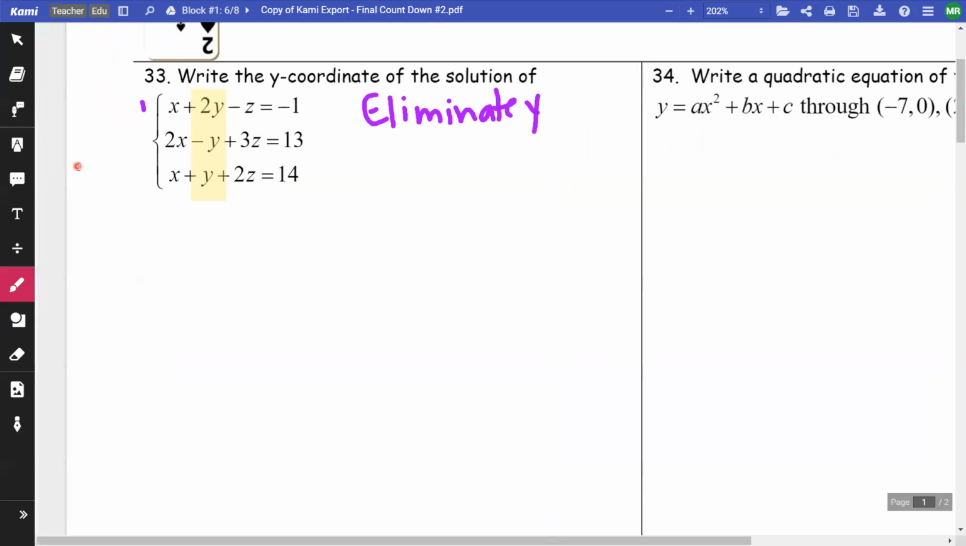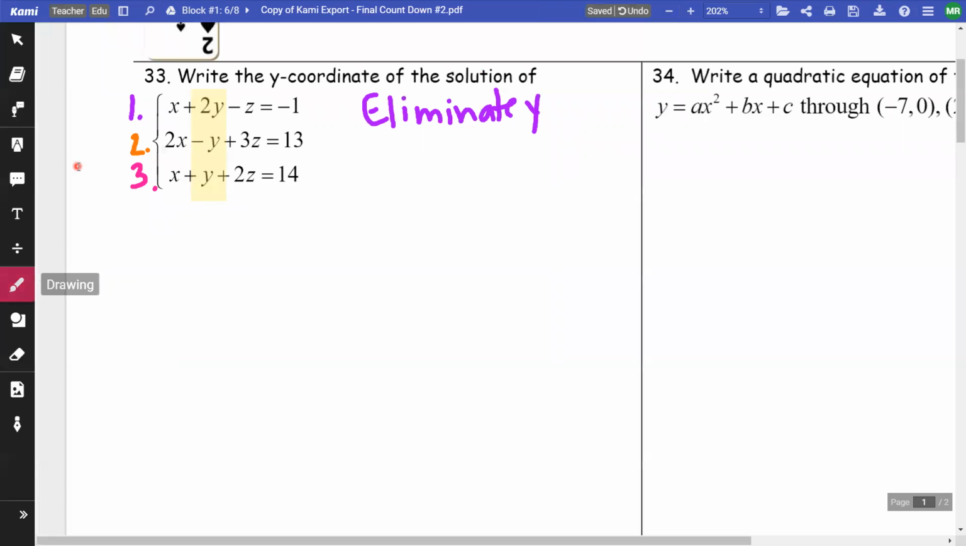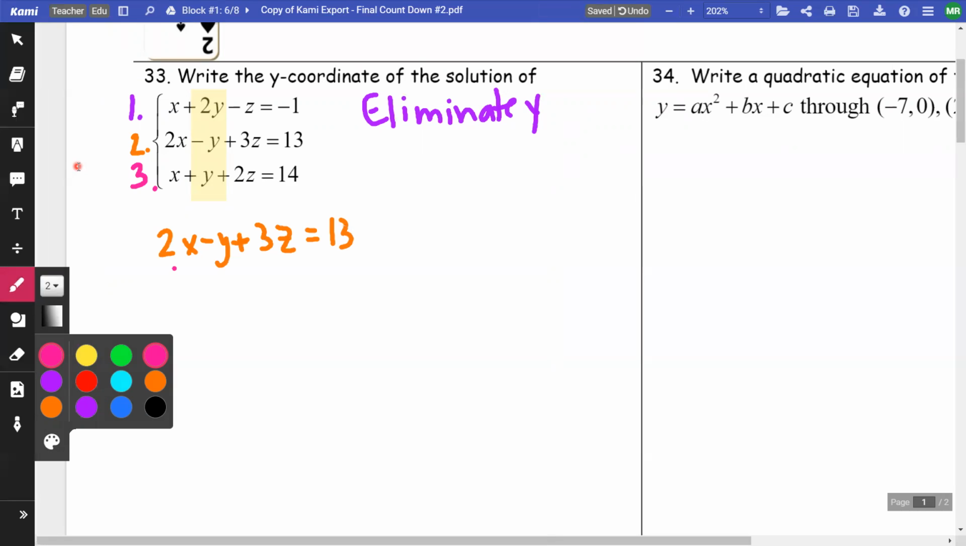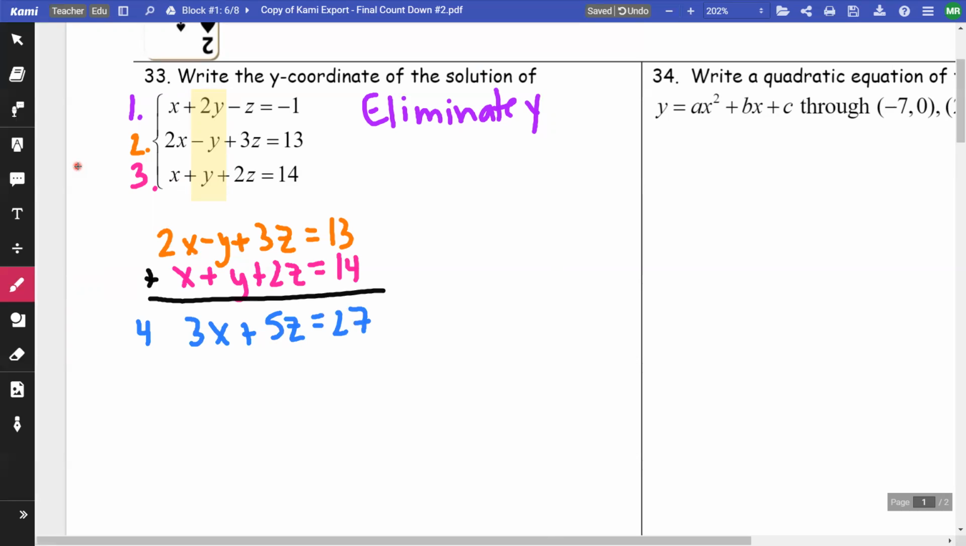So this is equation 1, equation 2, equation 3, and I'm doing a color code. I'm going to take 2 and 3. Equation 2 is 2x minus y plus 3z is equal to 13, and equation 3 is x plus y plus 2z is equal to 14. When I add those two equations together, I get a new equation: 3x, my y's cancel out, plus 5z is equal to 27. I'm going to call this one equation 4.